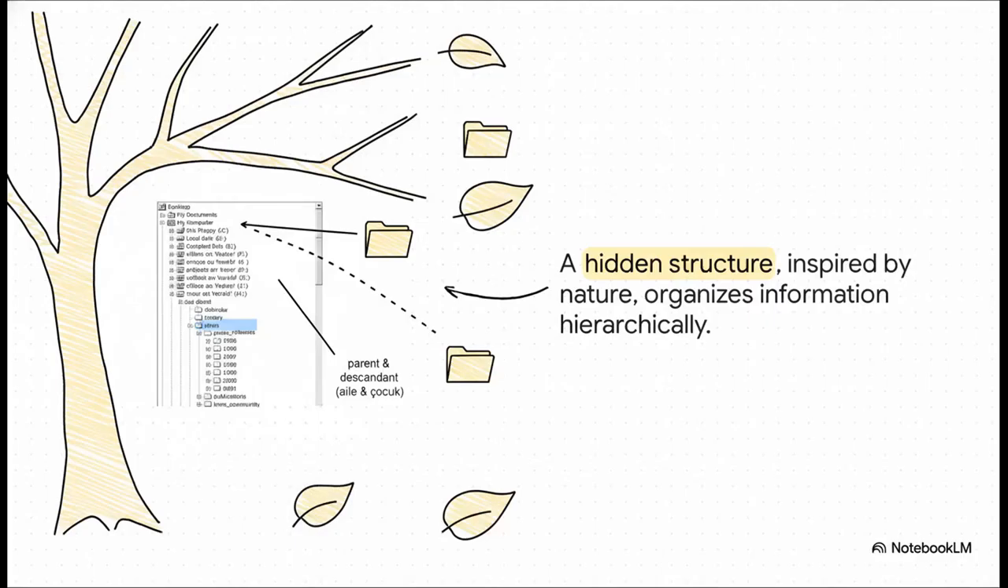And the secret? It's a data structure that's actually inspired by nature, mimicking a family tree or the branches of an actual tree. So it's called, not very surprisingly, a tree. The file system on your computer is the perfect example. You've got your main drive, that's the trunk, and it branches out into folders, which then branch out into more folders and files. It is all about hierarchy.